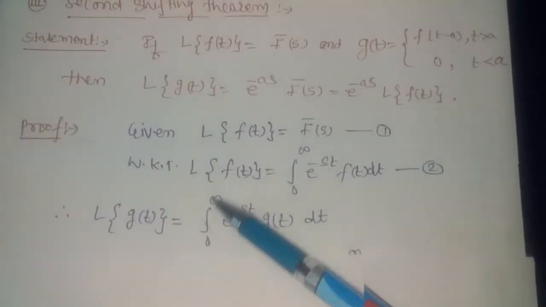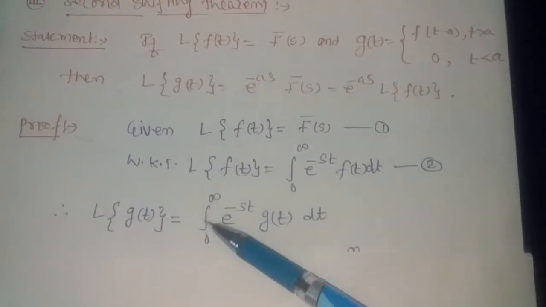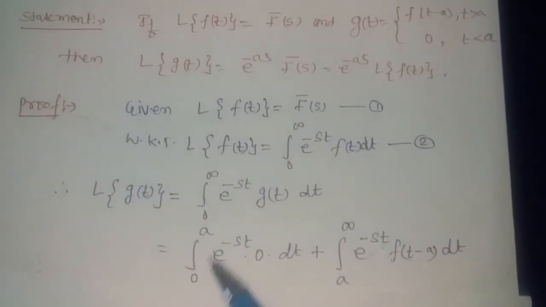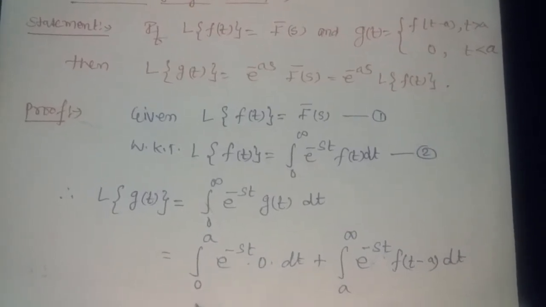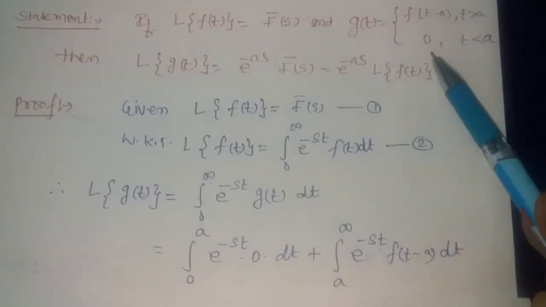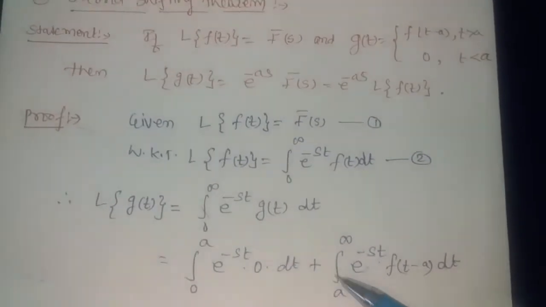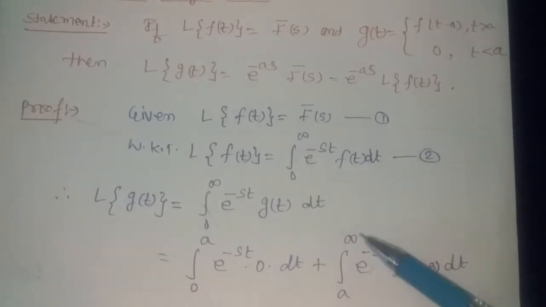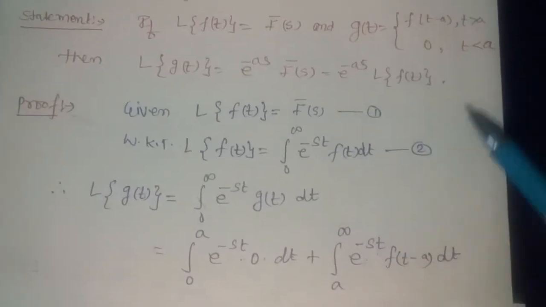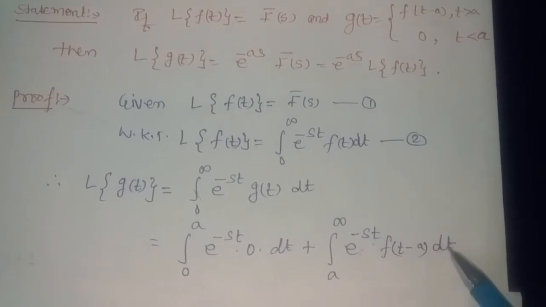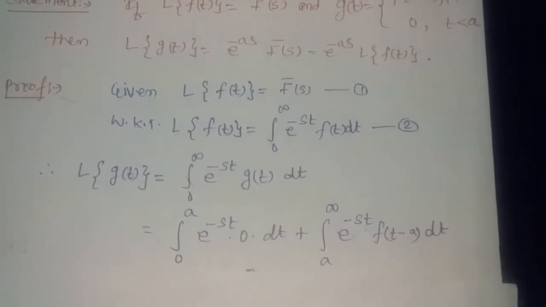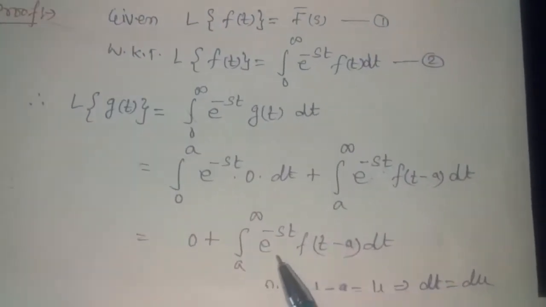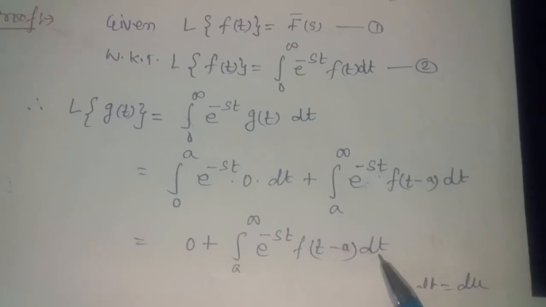So we split this integral between two limits, 0 to a and a to infinity, and we get the integral from 0 to a of e raised to minus st, and in the range 0 to a the value of function g(t) is 0, plus the integral from a to infinity of e raised to minus st, and between a to infinity the value of function g(t) is f of t minus a, so f of t minus a dt. Now this integral is 0. We have the integral from a to infinity of e raised to minus st into f of t minus a dt.